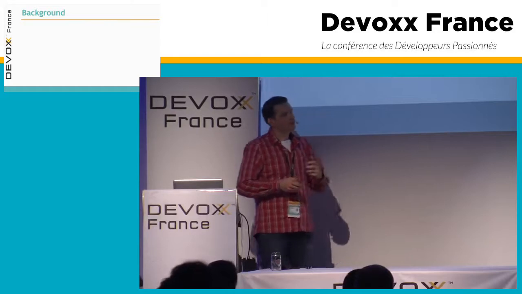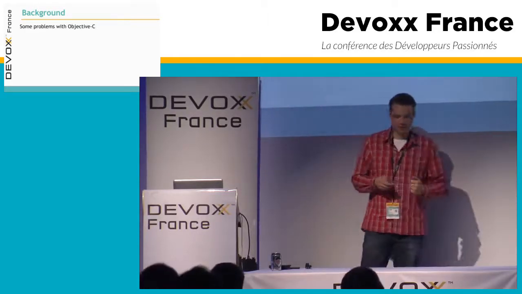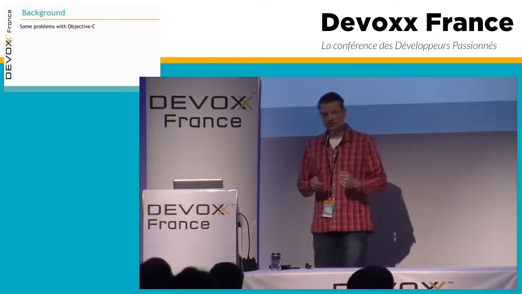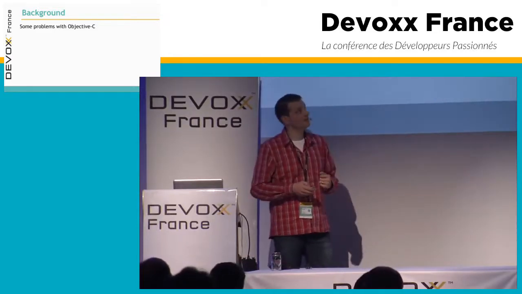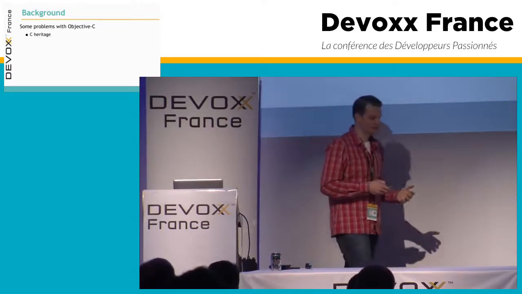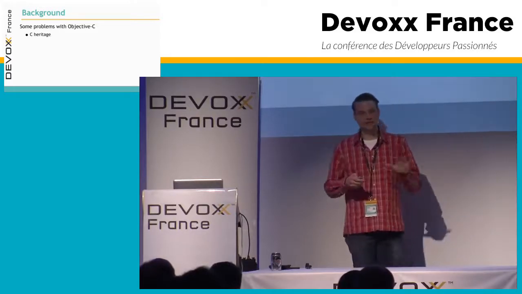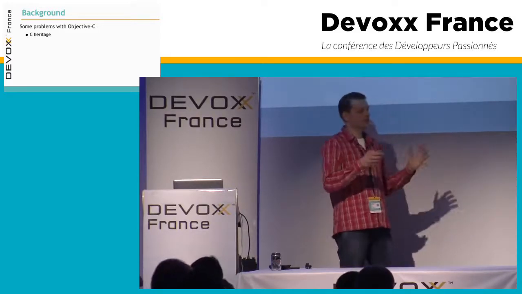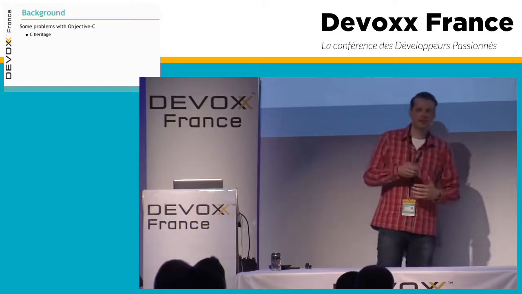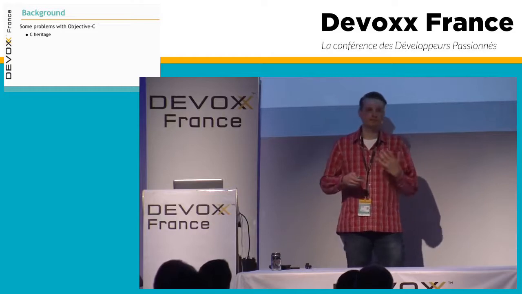So, what are the problems with the Objective-C programming language? Well, the first problem, as I see it, is its C heritage. C is a very nice language. I use it a lot in the internals of RoboVM, but it's very low level. So, for most apps, you don't need to be able to explicitly tell how things are laid out in memory, and yeah.